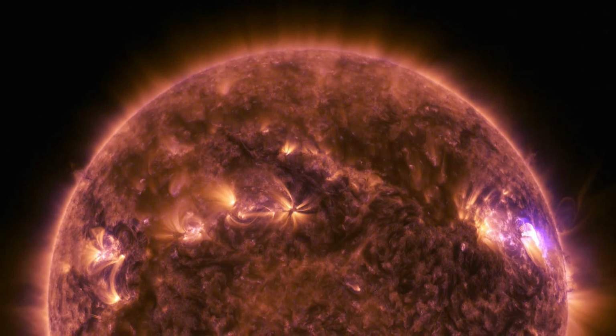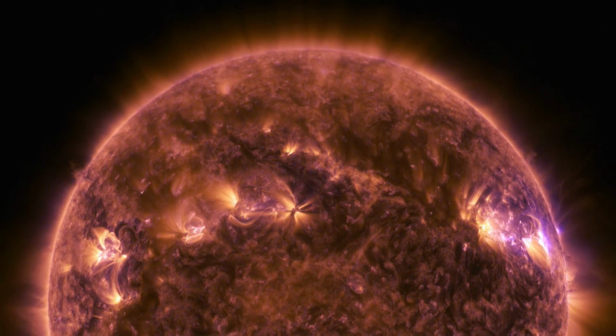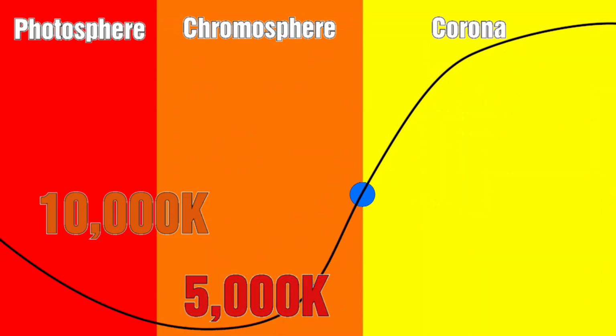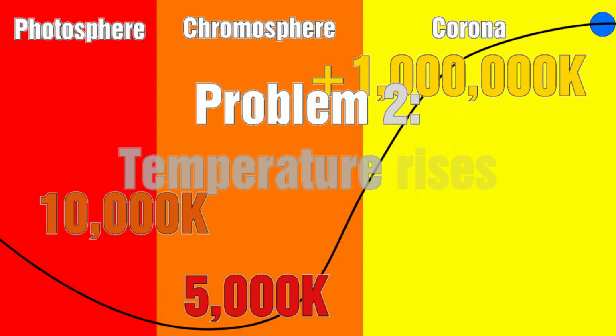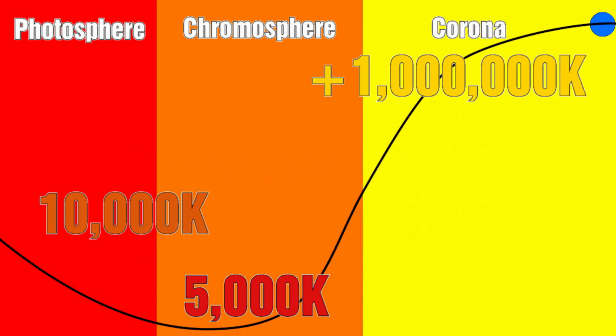As you move above the photosphere, the temperature does indeed start to drop from about 10,000 to about 5,000 Kelvin. But then something odd happens. The temperature starts to rise as you approach the chromosphere, and as we reach the corona, the temperature shoots up to over 1 million degrees Kelvin, and in fact can reach temperatures as high as 3 million Kelvin. Now the standard model has no explanation for why this should happen.